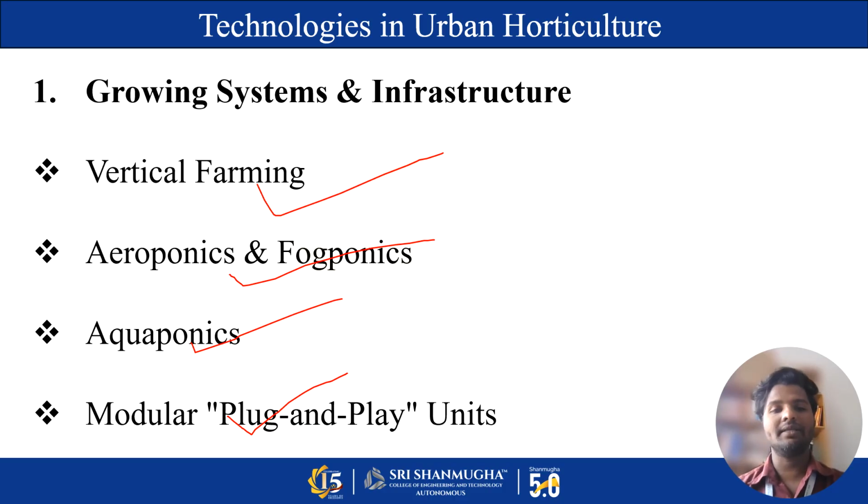The final one is modular plug and play units, which are the consumer-facing systems. Designed with standardized interfaces, they allow even a novice in a high-rise apartment to grow complex crops simply by swapping out pre-seeded pots, much like a coffee pod machine. Okay, we can move to the next slide.